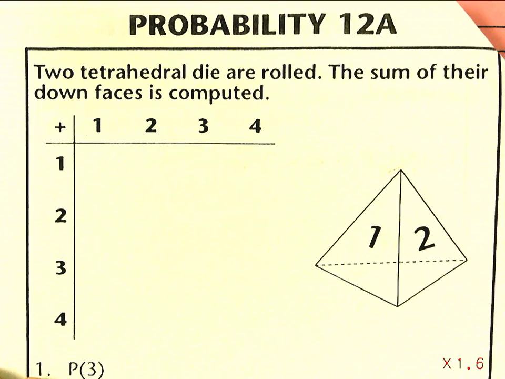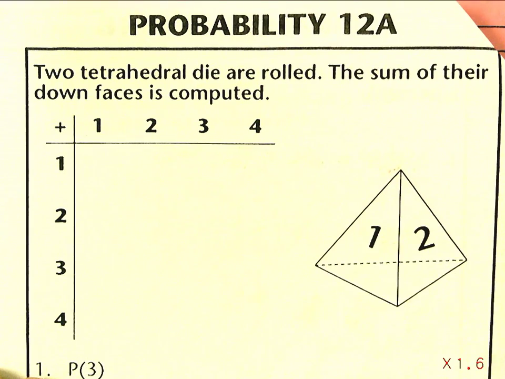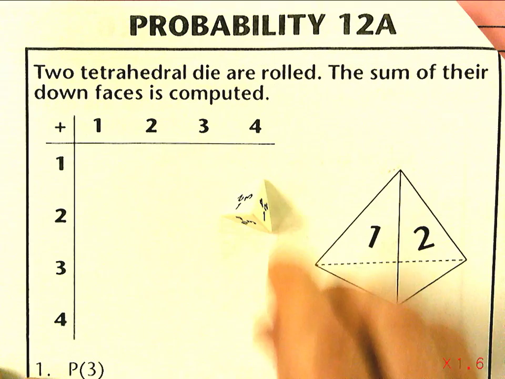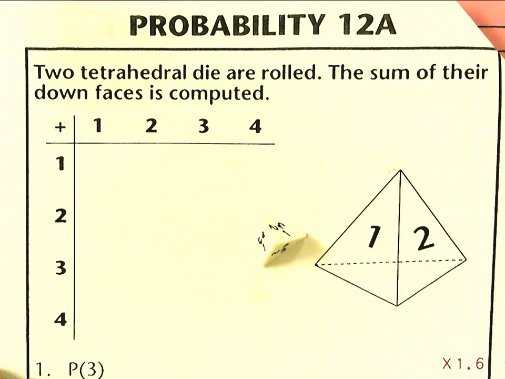So in probability 12A, we're going to look at something called a tetrahedral die, and some people think that the only kind of die are standard six-sided dice like this one, but there's all kinds of different kinds of dice. In fact, I have right here a tetrahedral die. It's actually like a pyramid. It's got four sides with numbers.